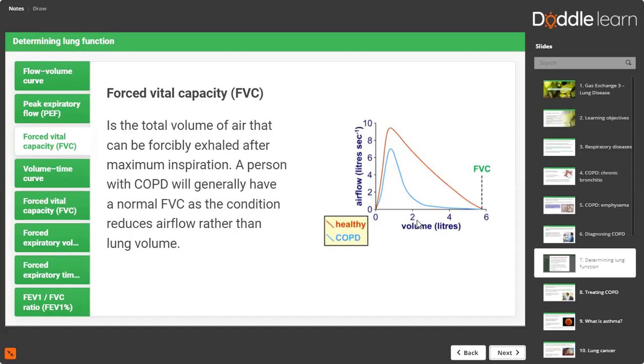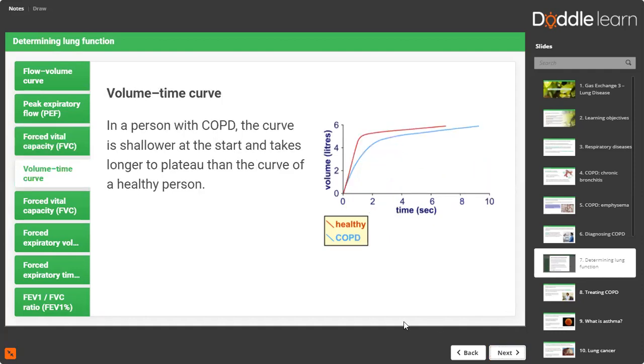So what else could this suggest? We also look at the volume time curve. So in a person with COPD, the curve is shallower at the start and takes longer to plateau than the curve of the healthy person. So our volume time curve shows basically the volume of air that we're taking over a period of time. So it doesn't reach the same height as a healthy person, it's shallower, and it takes a lot longer to plateau than a healthy person.